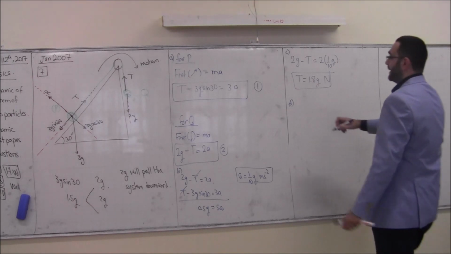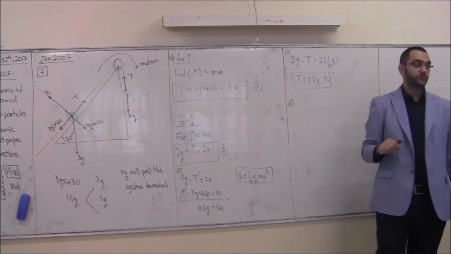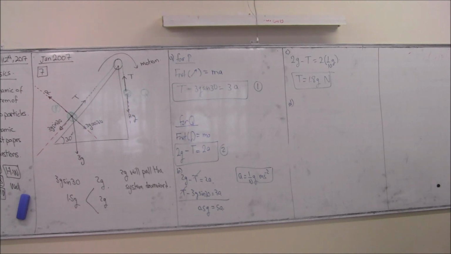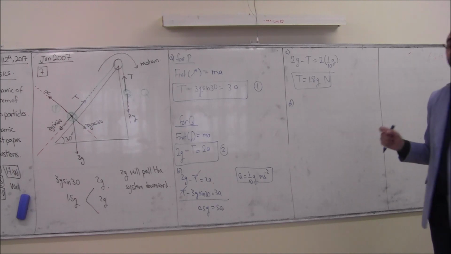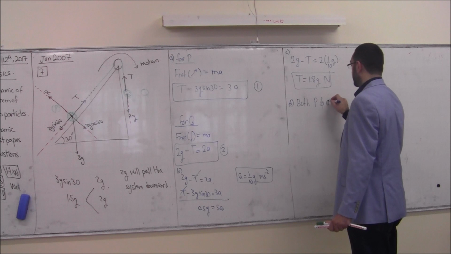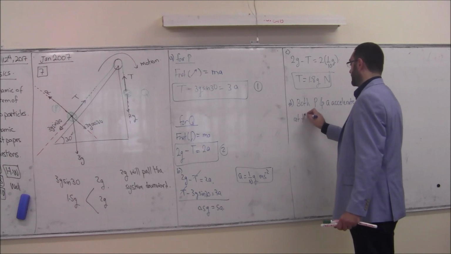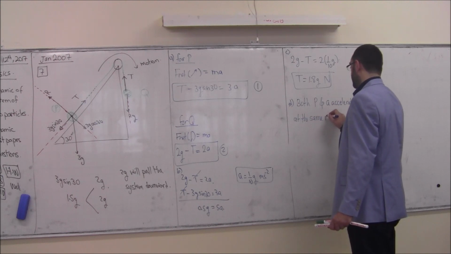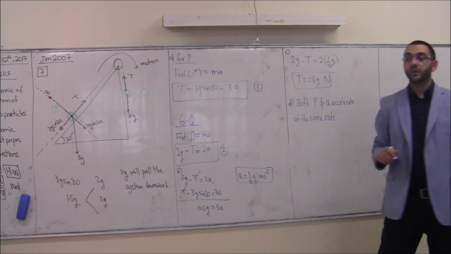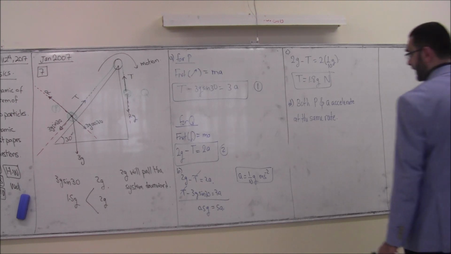Now D, pay attention. In D, what we are asking is: where in your calculations have you used the information that the string is inextensible. The string is inextensible, so both particles, P and Q, accelerate at the same rate. Until now, everything I think is clear.